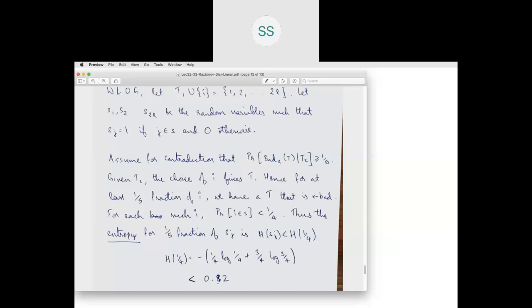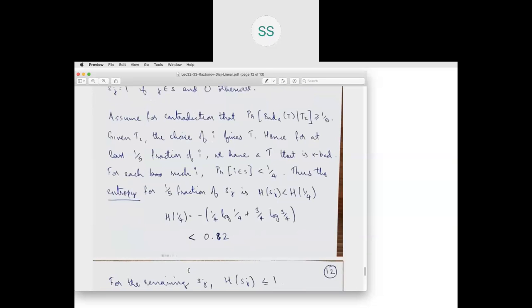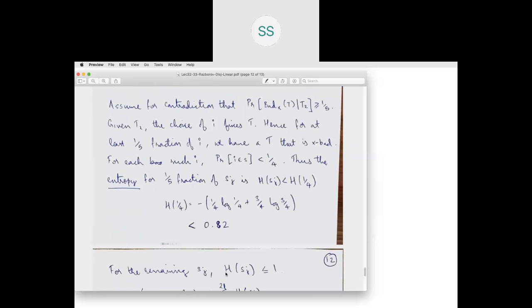This comes out to be roughly 0.81 something. So I'm upper bounding it by 0.82. If the probability is less than 1/4, then the entropy will be even smaller than this, because the entropy increases till half and decreases after half. So for a 1/5 fraction of the i's, for the Sj's, the entropy is at most 0.82. For the remaining Sj, we will just take the trivial upper bound for entropy, which is 1.